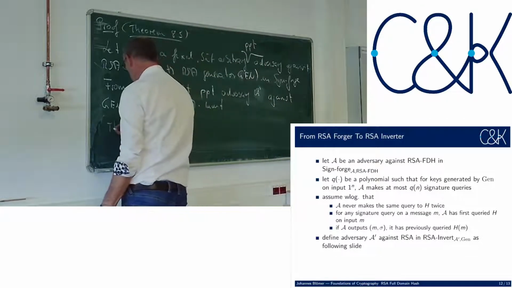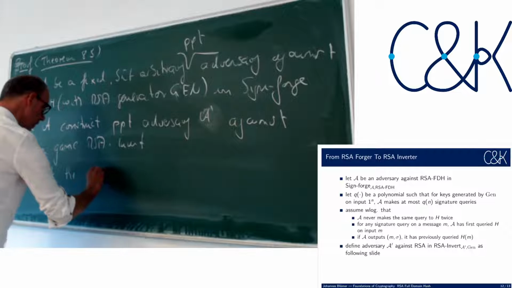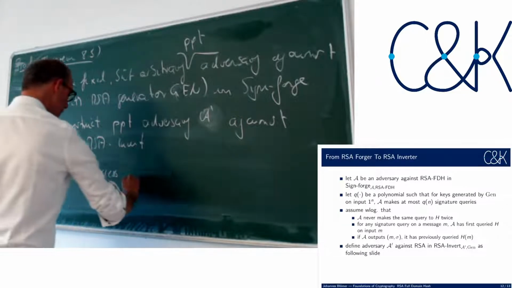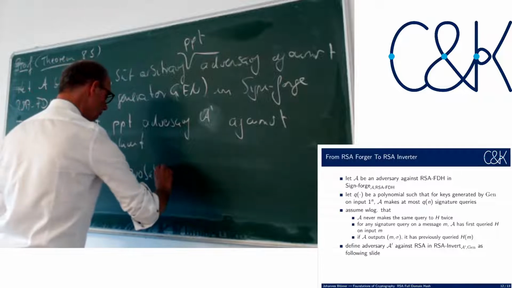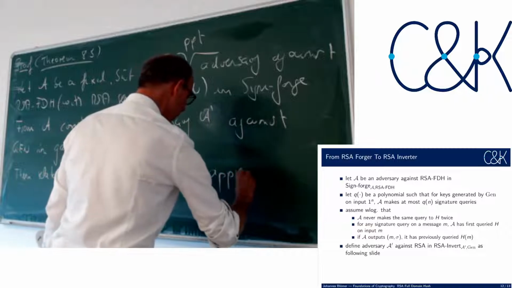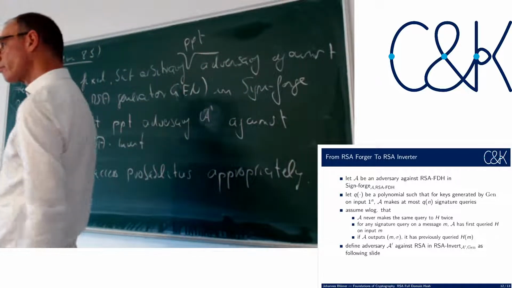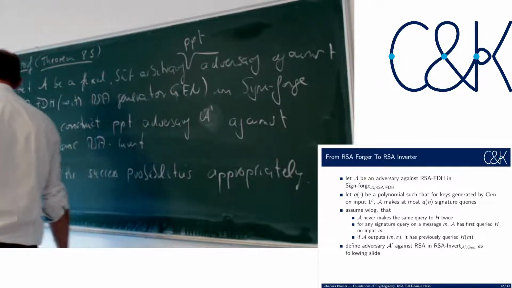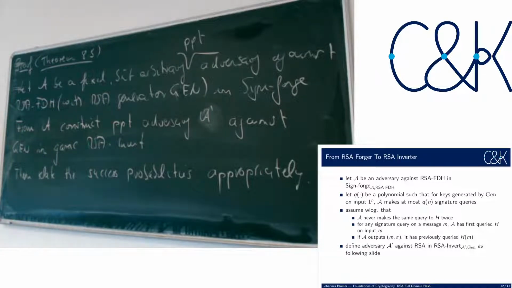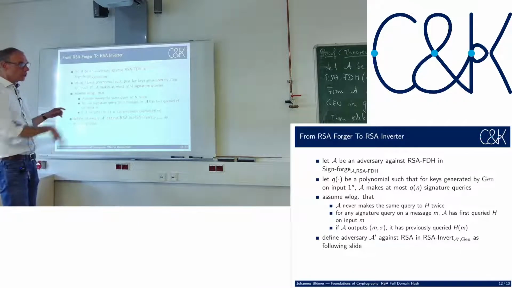Then relate the success probabilities appropriately. And we'll see how we can do that in this case. To make life a little bit easier, we make some simplifying assumptions that really are just simplifying assumptions, and they don't affect our generality.